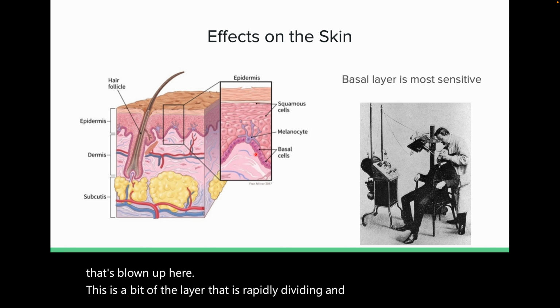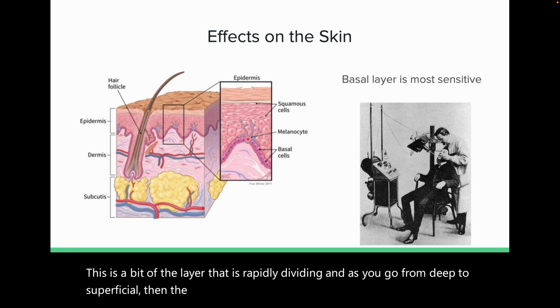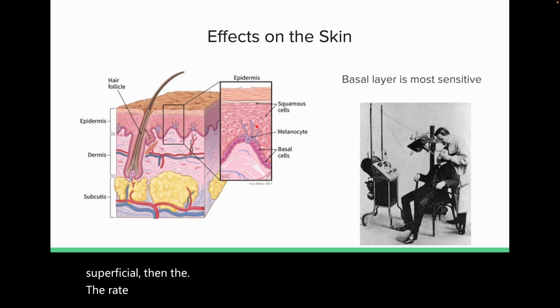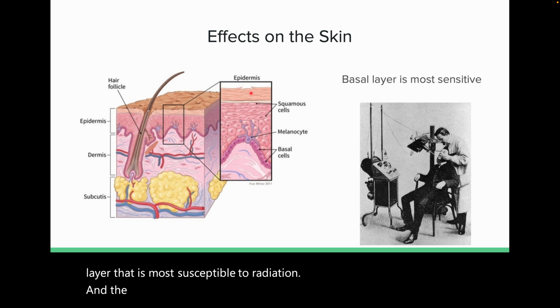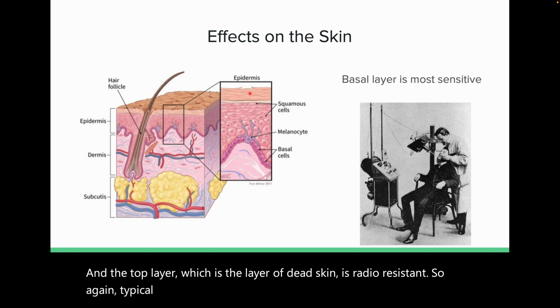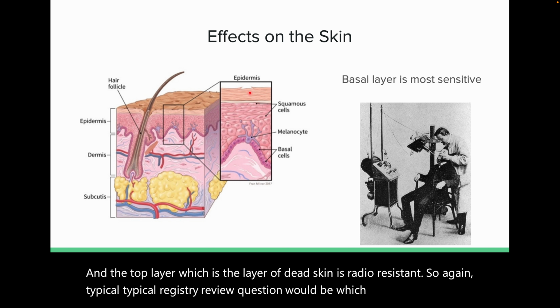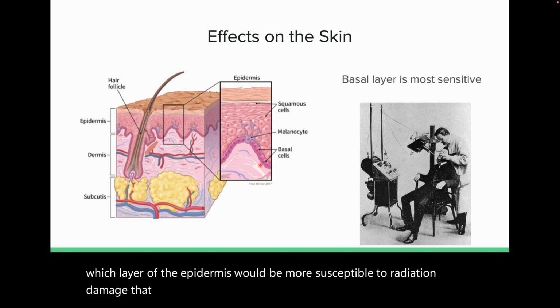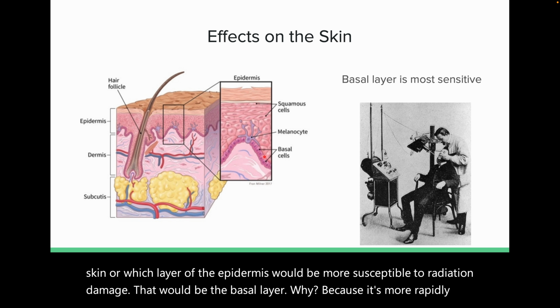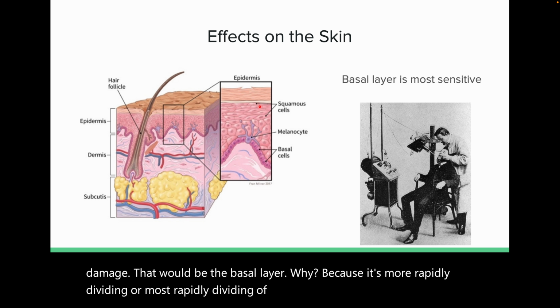And as you go from deep to superficial, the rate of division slows incrementally, right? So the basal layer is the layer that is most susceptible to radiation. And the top layer, which is the layer of dead skin, is radio resistant. So again, a typical registry review question would be, which layer of the epidermis would be more susceptible to radiation damage? That would be the basal layer. Why? Because it's the most rapidly dividing of the epidermal layers.